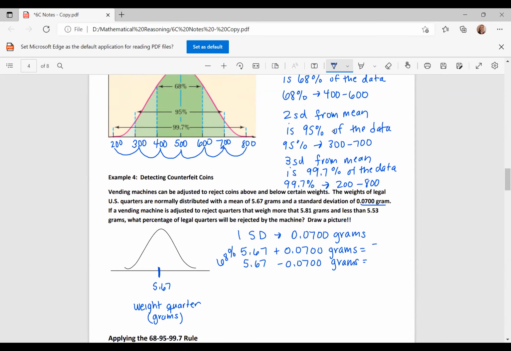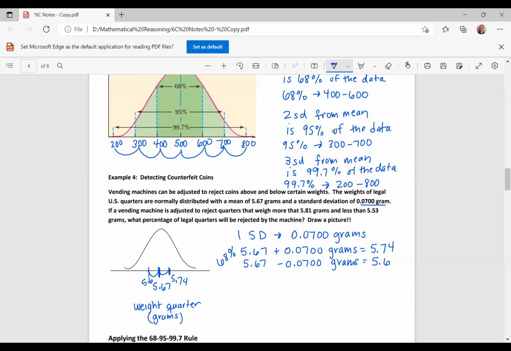So we've got 5.74 here. And when we subtract, we've got 5.6. When we go out one standard deviation this way, we're at 5.6, and one standard deviation this way, we are at 5.74. So that's 68% of the points.